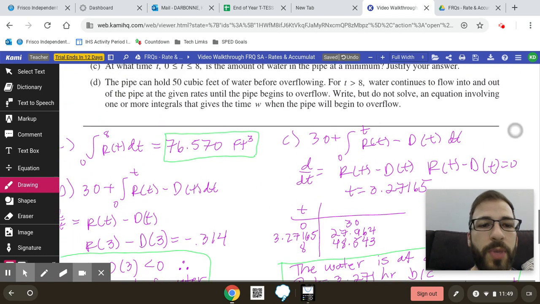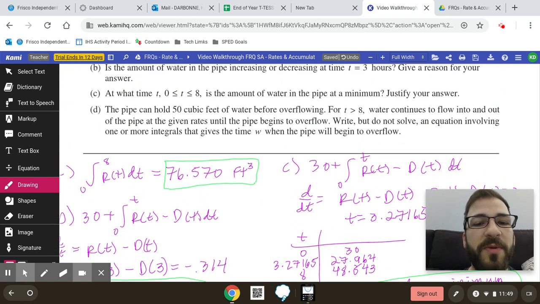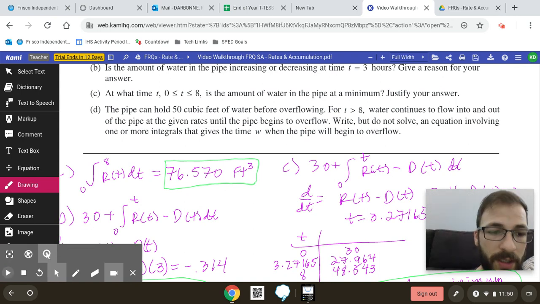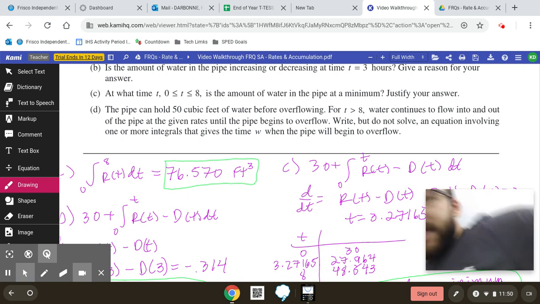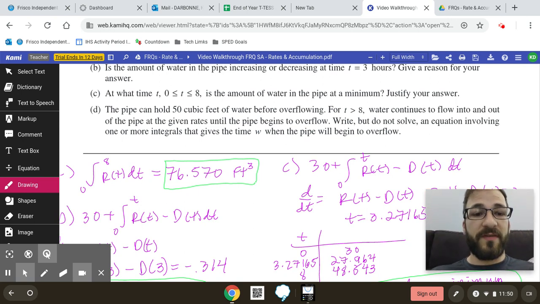All right. Part D, the pipe can hold 50 cubic feet of water before overflowing for t greater than 8. Water continues to flow into and out of the pipe at the given rates until the pipe begins to overflow, right? But do not solve an equation involving one or more integrals that gives the time W when the pipe will begin to overflow. Okay, so this question kind of reads a little bit confusing, but it's really not hard. It's like the easiest last little step you could ever think of.